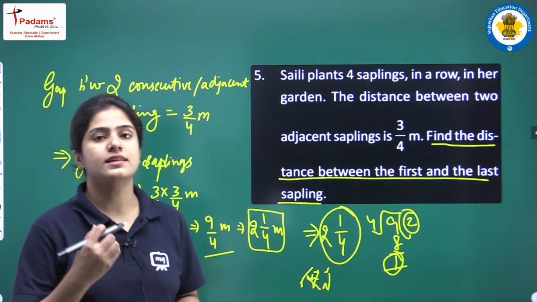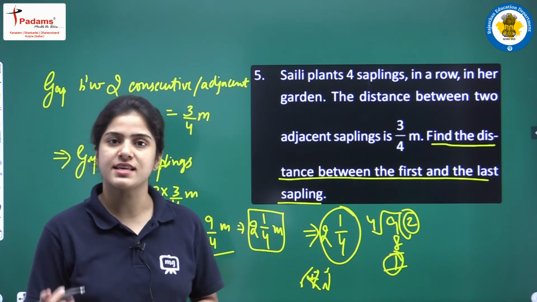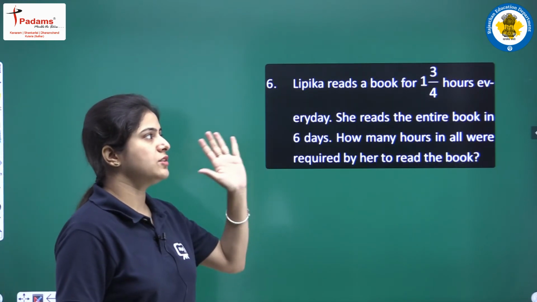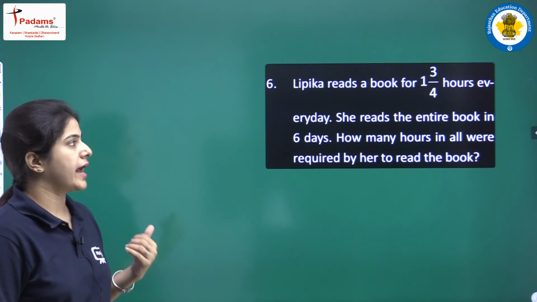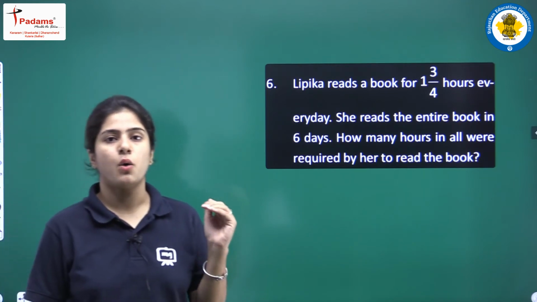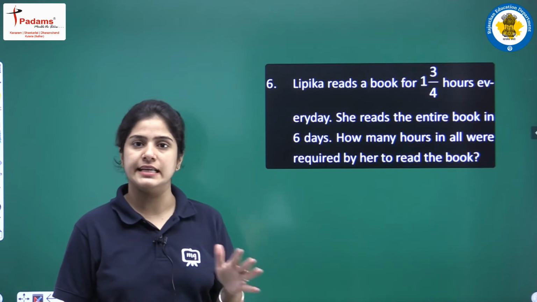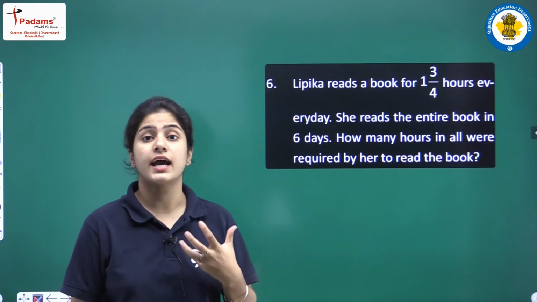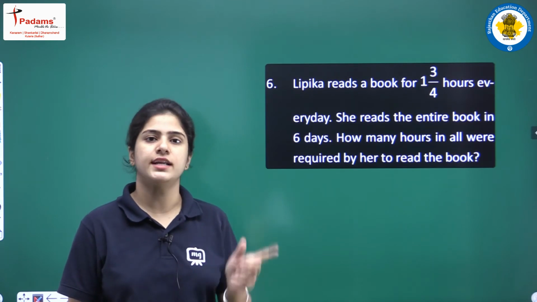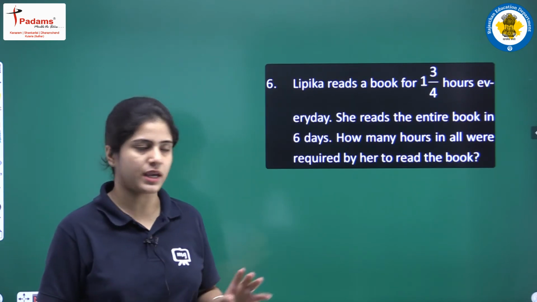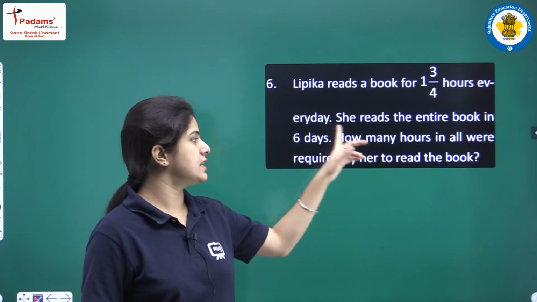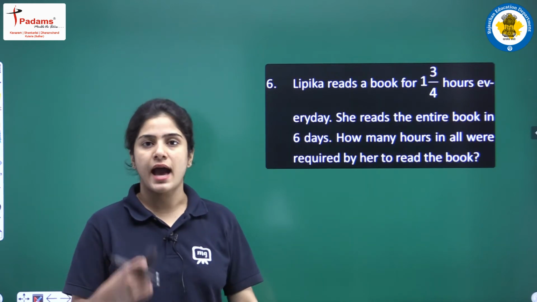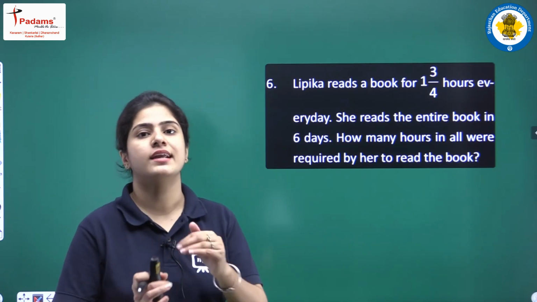Now we will discuss the next question, question number 6. Lipika reads a book for 3 upon 4 hours every day. She reads the entire book in 6 days, and per day she is reading 3 upon 4 hours. How many hours in all were required by her to read the book? So you have to find the total hours in which she reads the complete book.